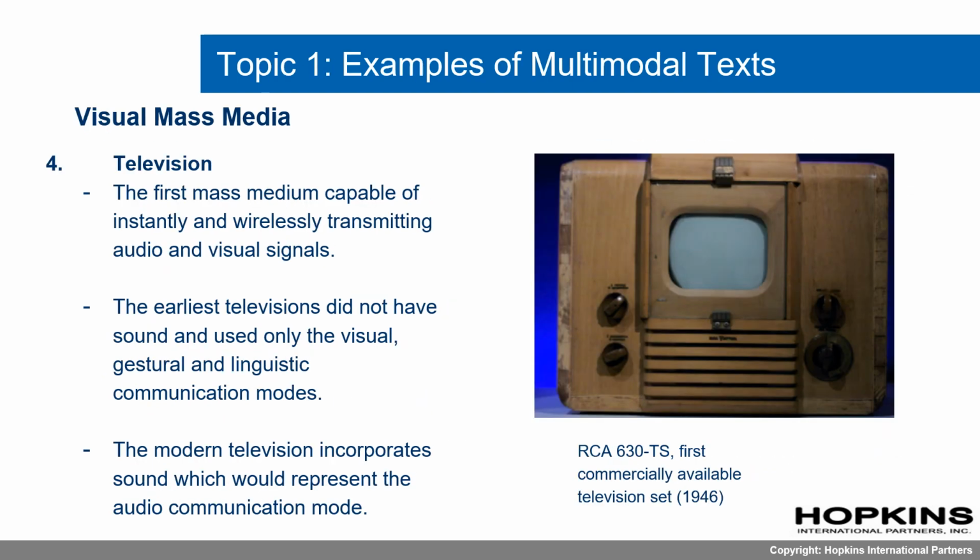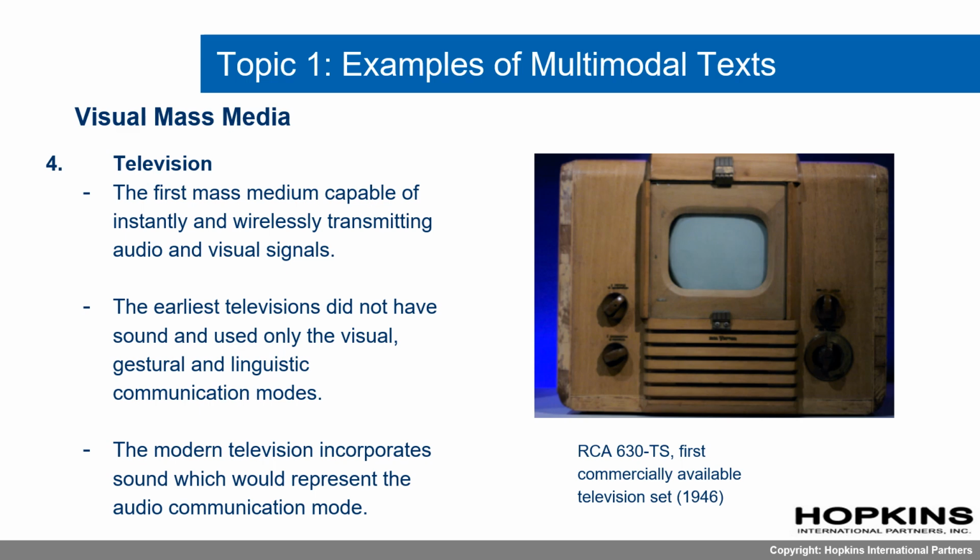An example of visual mass media is television. Television was the first mass medium capable of instantly and wirelessly transmitting audio and visual signals. The earliest televisions did not have sound and used only the visual, gestural and linguistic communication modes. The modern television now incorporates sound, which would represent the audio communication mode.